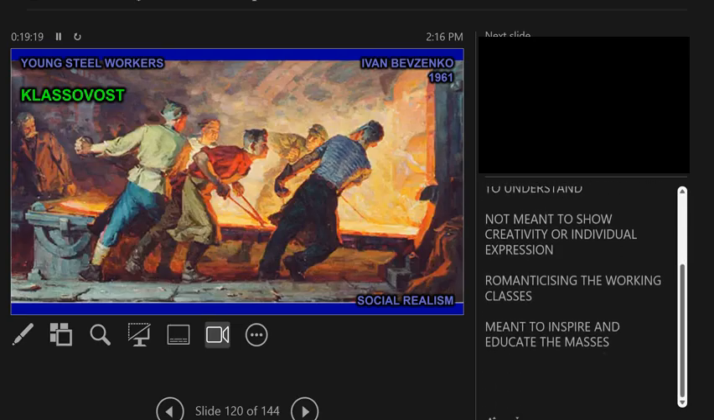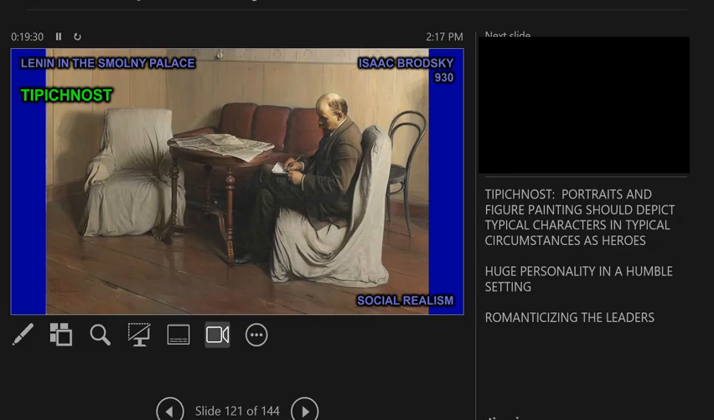It's not meant to show creativity or individual expression. And they are romanticizing the working class. And it's meant to inspire and educate the masses. The second rule of social realism is typishnost.